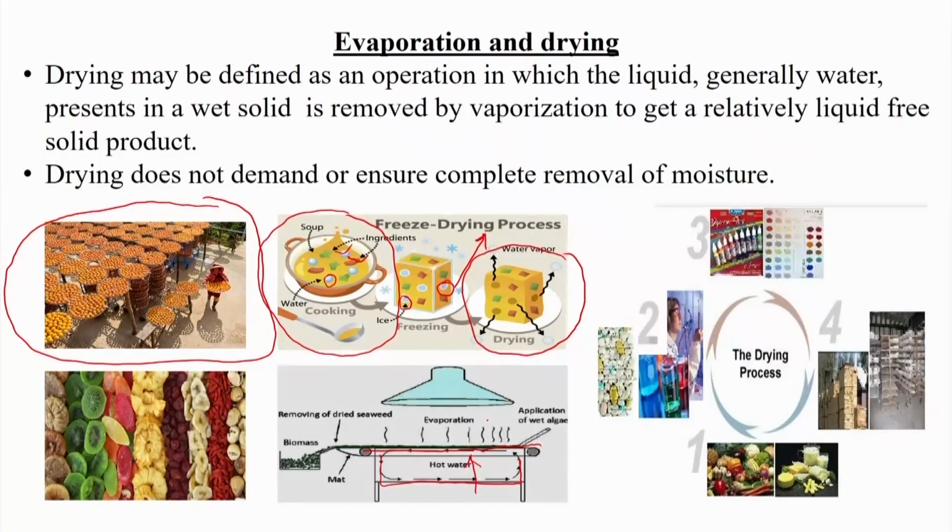In another application, wet algae, especially blue-green algae like spirulina, are obtained from a water body and then conveyed on a conveyor belt like this, whereas this hot water bath is placed here, and this hot water supplies heat to the wet algae, and then evaporation takes place from the wet algae.